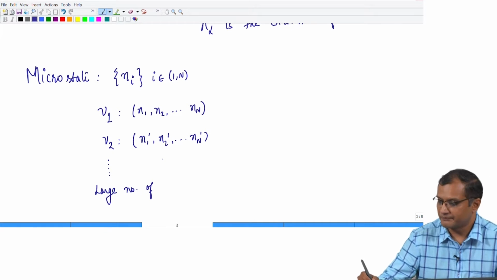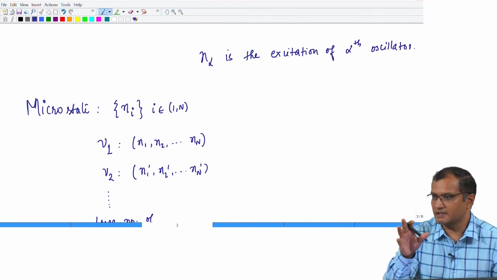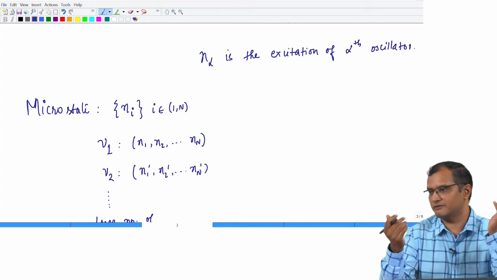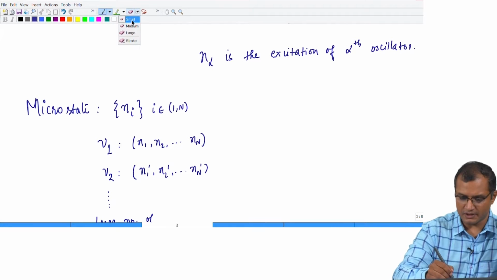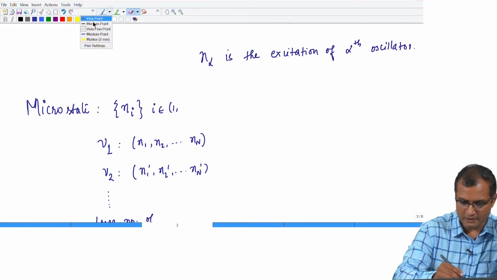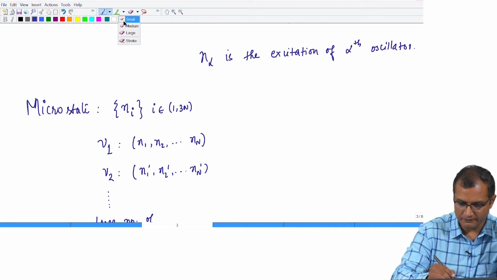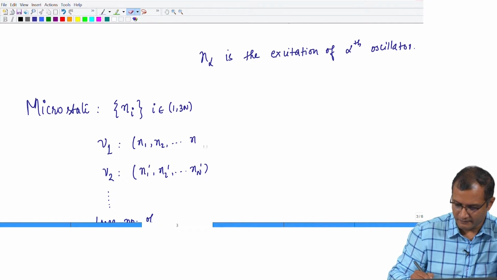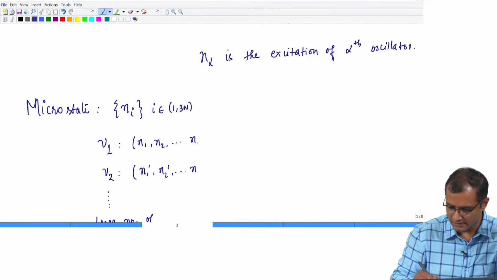Ni's cannot sum up to a conserved quantity because you can have any number of bosons. You have only 3n oscillators. Here the particle number is not conserved; these are not real particles.